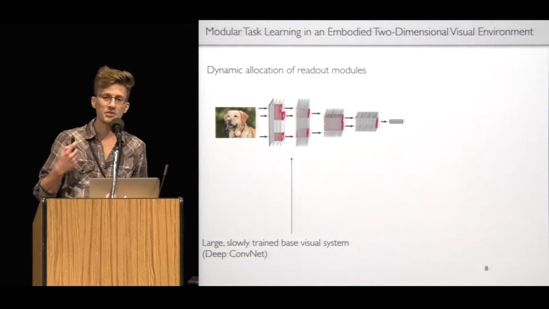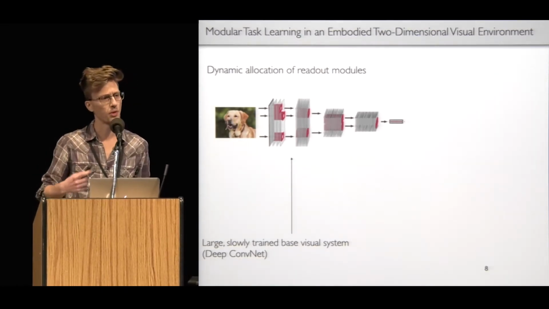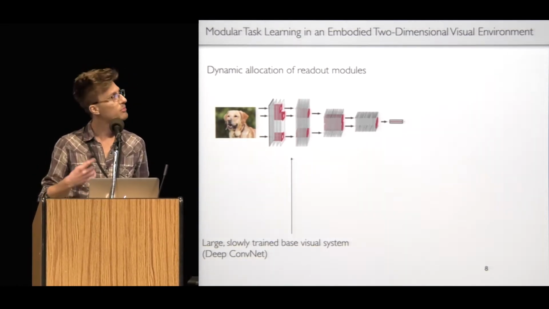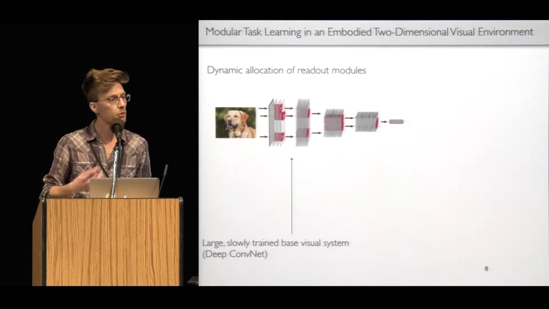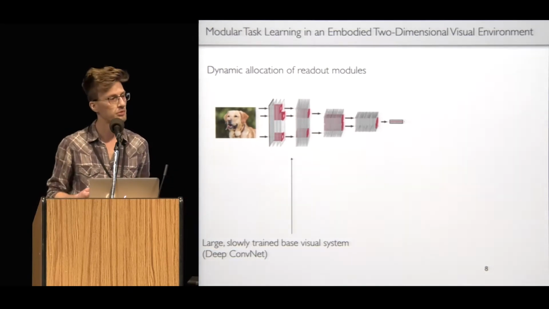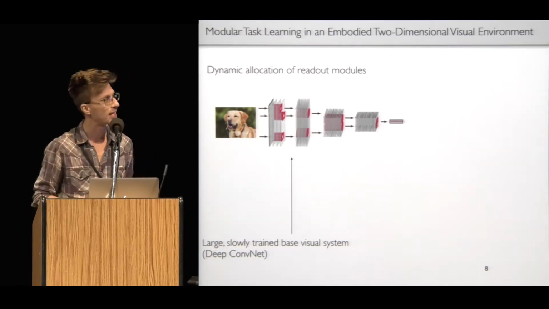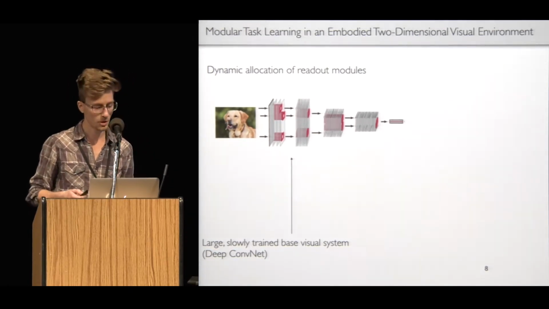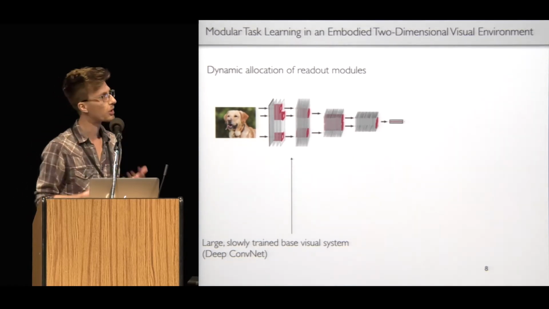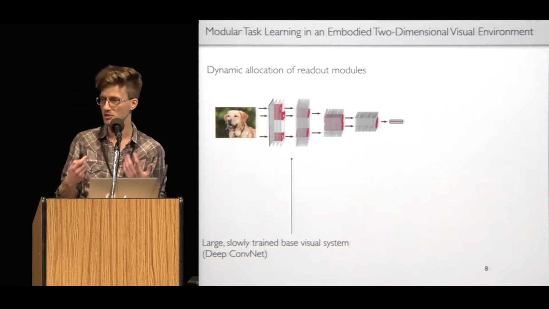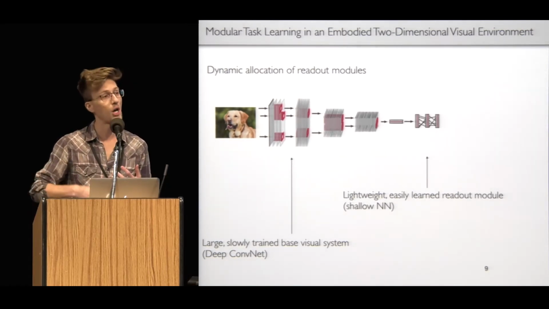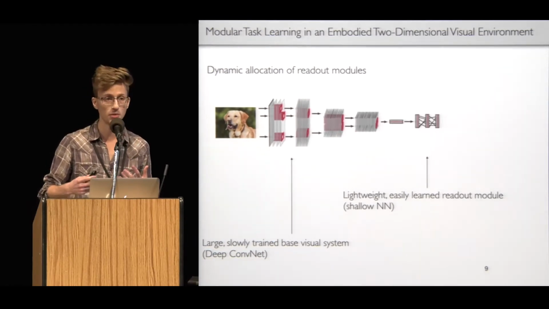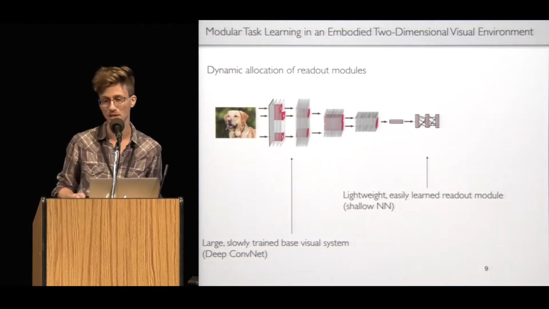If deep convnets are a guide for what visual processing is like, then we probably don't want to train a full visual system for every task, because full visual systems, like a deep convnet, are probably really slow to train and expensive to compute. So we only really want one of these, and we only want to use it once per stimulus. Instead, we can choose to allocate a lightweight readout module on top of the convnet, which should be easier to train, take fewer examples, and function on a task-specific basis.